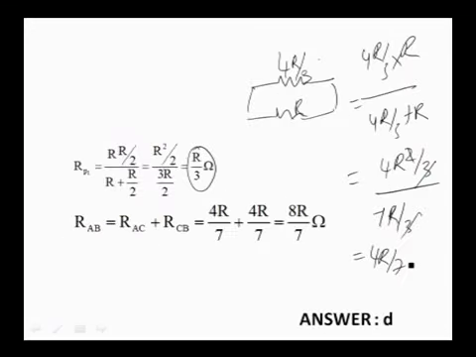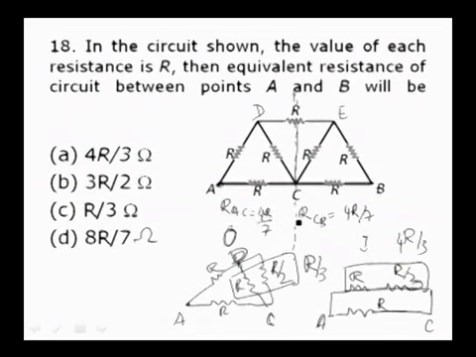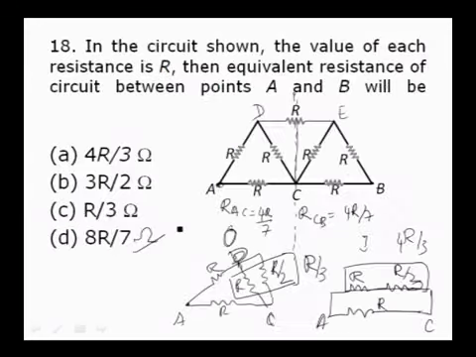4R divided by 7. This much we are getting as the effective resistance between A and C, which is 4R divided by 7. Similarly, the resistance between C and B is also the same, 4R divided by 7. Then they are in series, so you are going to add. Add means multiply by 2, and we get the effective resistance RAB equal to this plus this, which is 8R divided by 7. So this is a lengthy problem. The correct option for this question is D.